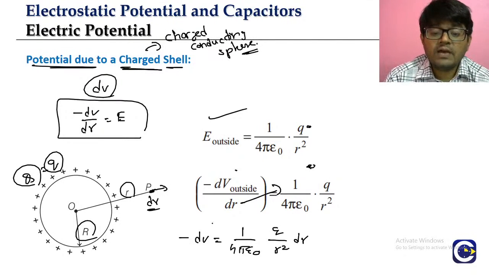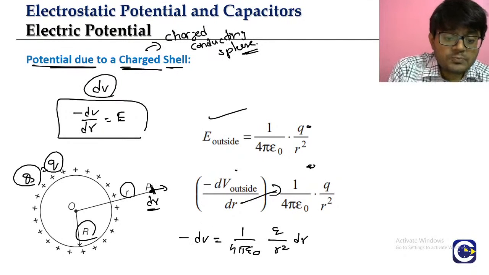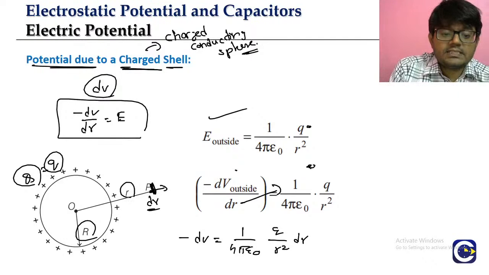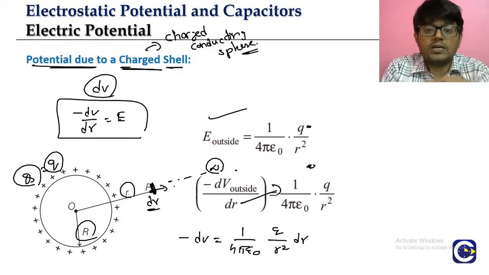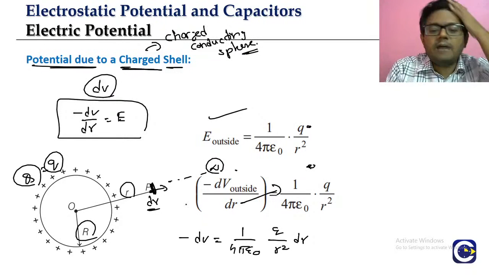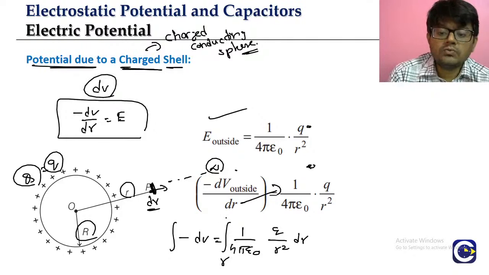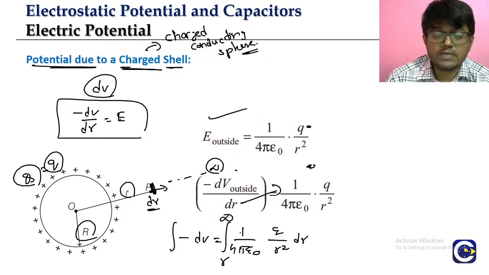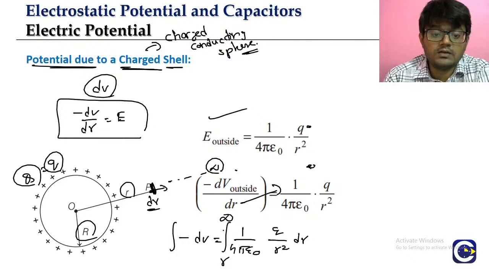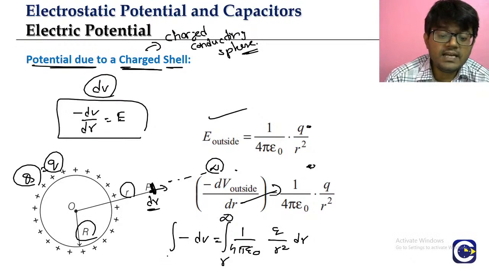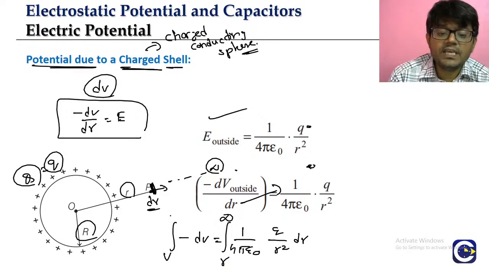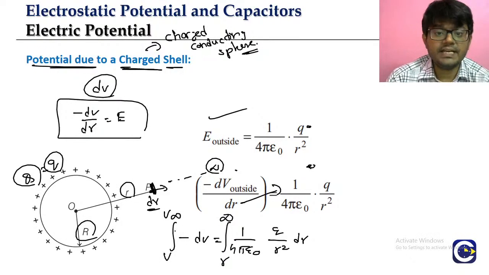Now from this point, which is at a distance r from the center of the shell, you take it to infinity. We give small displacements and take it to infinity. We are doing the integration on both sides. On the right hand side the limits are from small r to infinity, because we are changing the position from small r to infinity. On the left hand side, the potential at this point is V, and the potential at infinity let us take as V infinity.